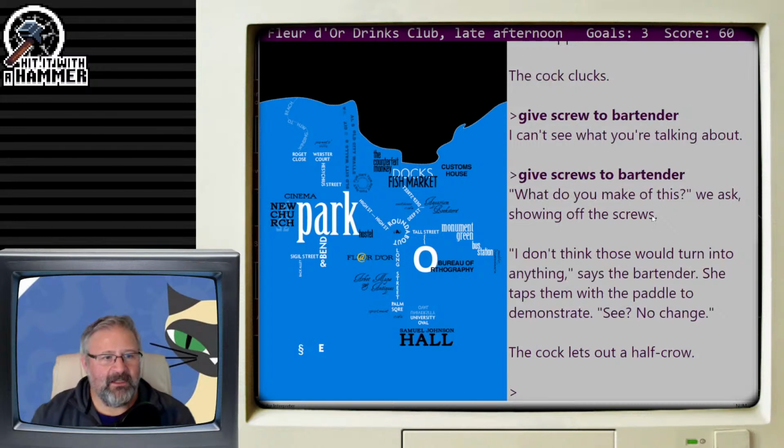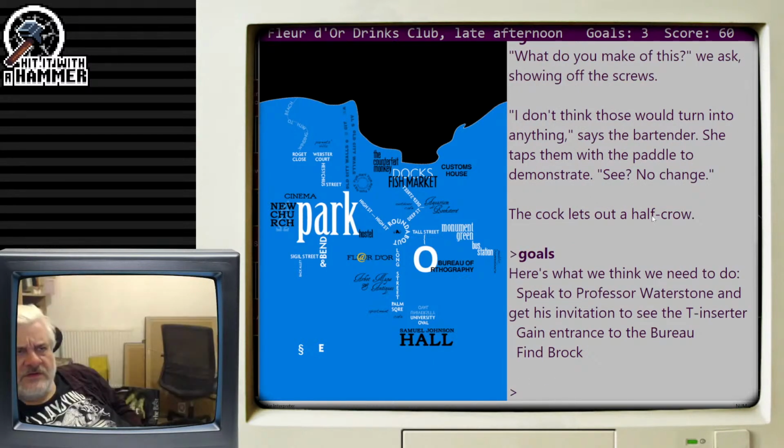Screws. Give screws to bartender. "What do you make of this?" we ask, showing off the screws. "I don't think those would turn into anything," says the bartender. She taps them with a paddle to demonstrate. See no change. The cock lets out a half crow. So we can't get the bartender to turn our double entendres into anything. So I think that's it for today. Damn.